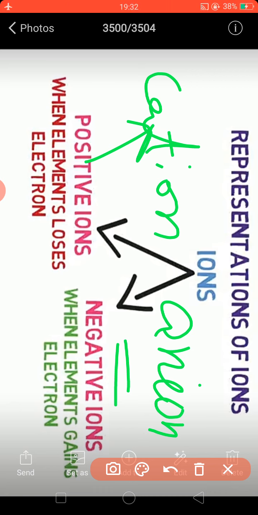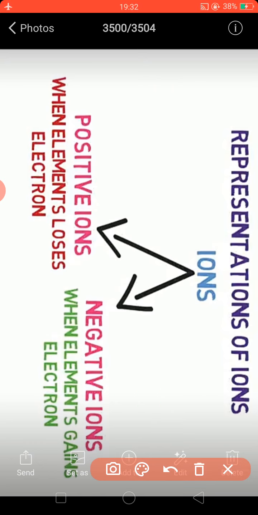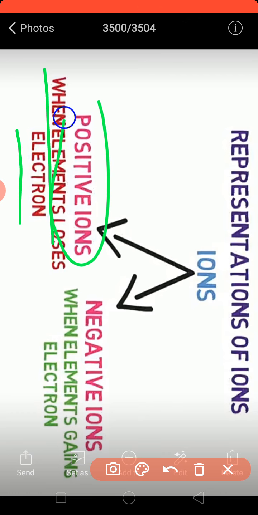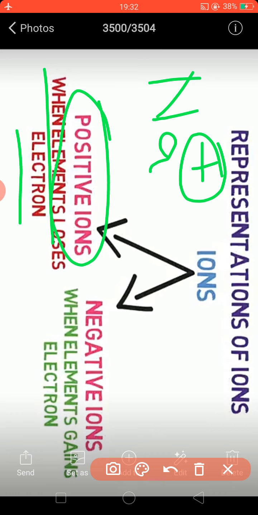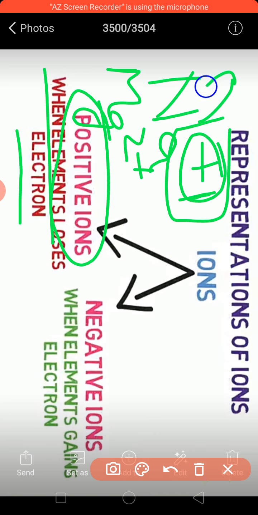How do those positive and negative ions form? Whenever an atom loses an electron, it gains a positive charge and becomes positively charged. For example, Na positive means it has lost one electron. If we write Mg2 positive, it means magnesium has lost two electrons. If no number is mentioned, we are talking about one positive. One positive means it has lost one electron, two positive means it has lost two electrons.